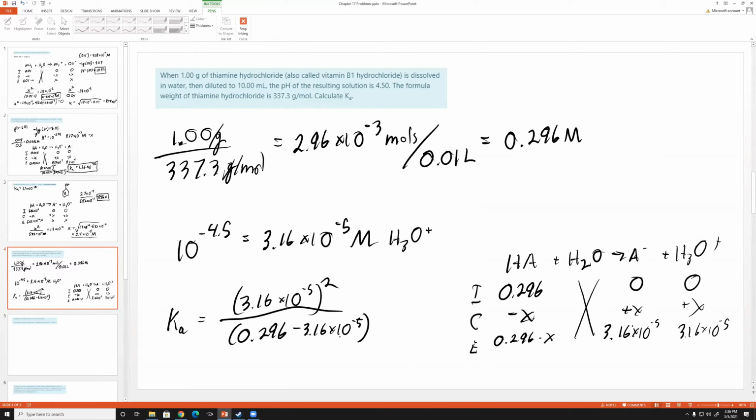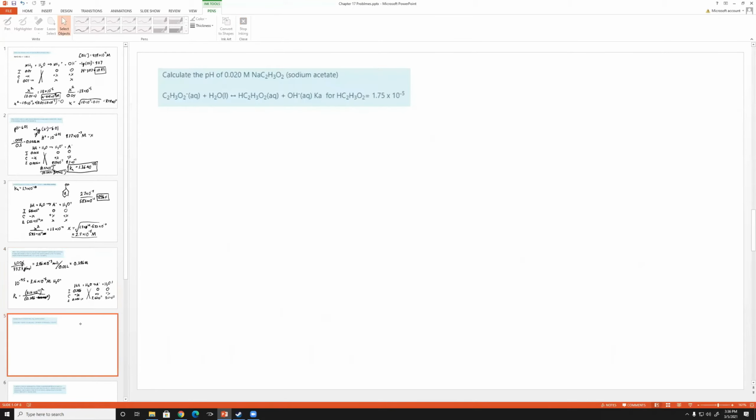And in this case, again, you can use the approximation because the initial concentration of acid is 0.296 molar, while we don't know the Ka, but we do know that the amount of ionized acid is on the order of 10 to the negative fifth. So it's going to be very small. So we can use that approximation and we can solve for your answer, whatever that may be.